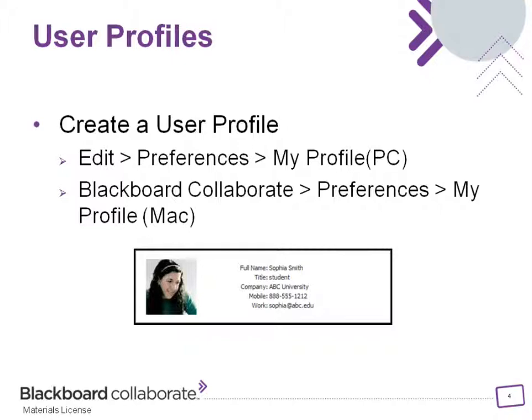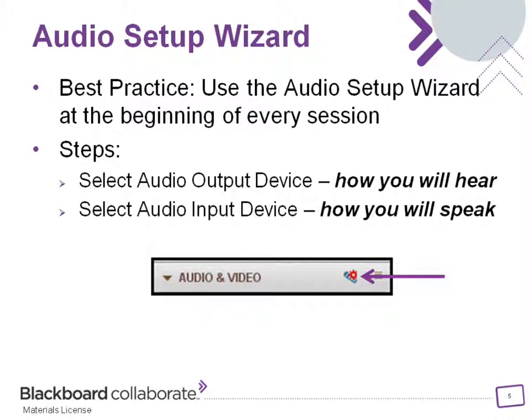We recommend that you set up a user profile. The user profile is a great way to share a picture of yourself and your contact information. If you're on a PC, that's under the Edit menu, Preferences, My Profile. If you're on a Mac, go to the Blackboard Collaborate menu, Preferences, My Profile. The moderator has the ability to choose which profiles will actually be displayed during the session.